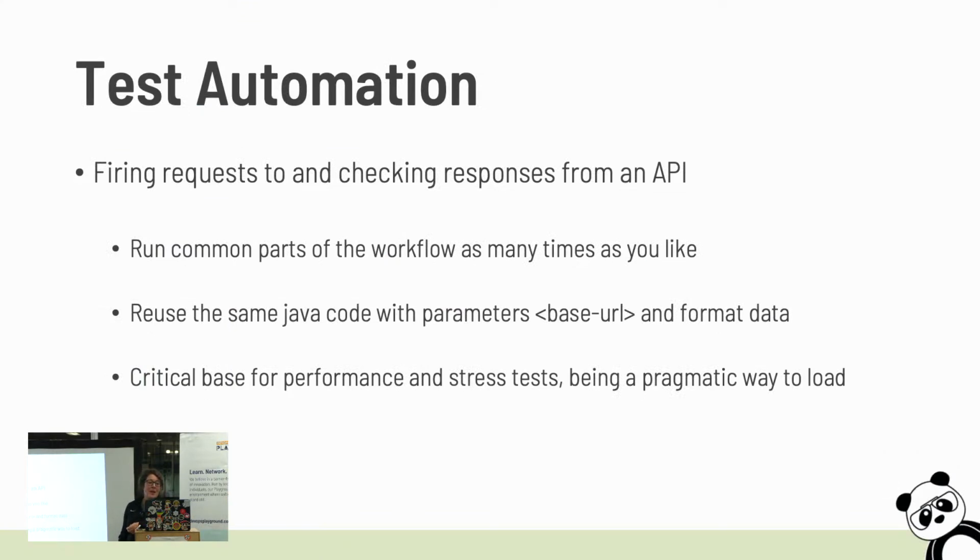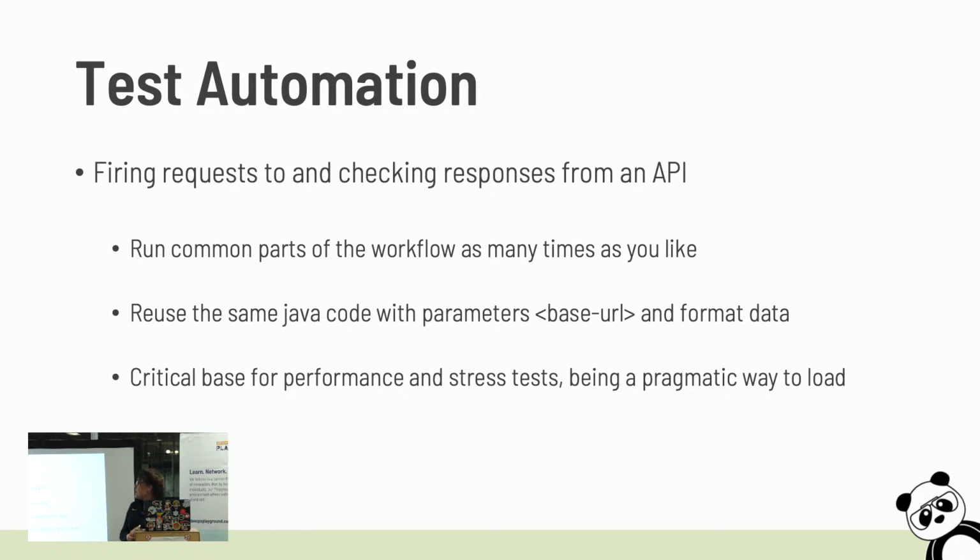So, test automation with an API. Essentially, you're firing requests to the API and checking the responses that you get back. The great thing about automation is that without having to get very bored, you can run common parts of the workflow as many times as you like. You can also run them much faster than your hands would allow you, or your brain for that matter.